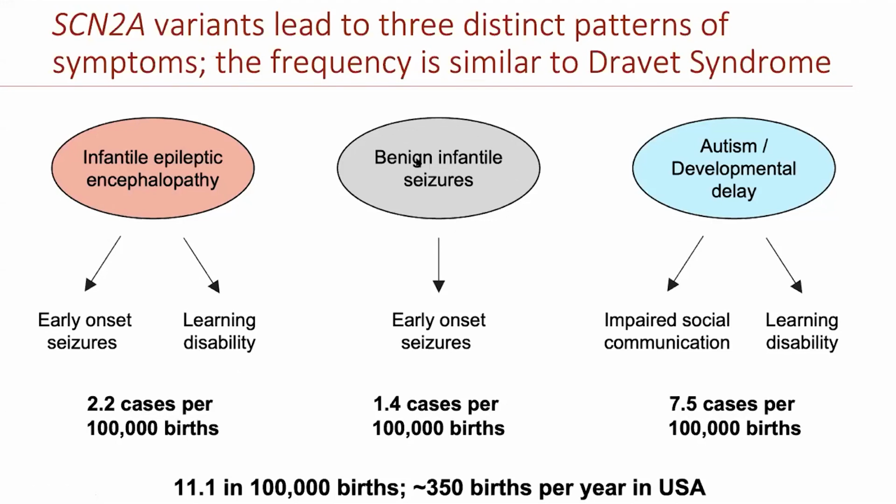You then find another group of children who have benign infantile seizures. These have the same early onset seizures, so seizures before the first year of life, but then they go on to have the seizures resolve and no long-term problems. And then finally, there's autism and developmental delay, where there are no seizures in the first year of life, sometimes seizures later, but they have the classic impaired social communication and learning disabilities that characterize autism and developmental delay.